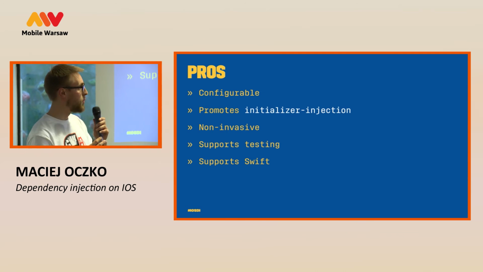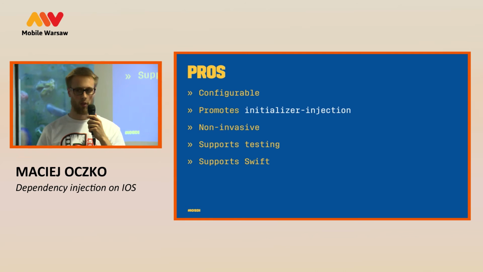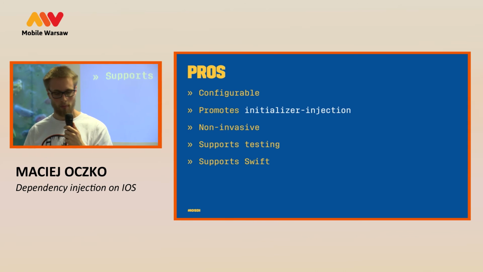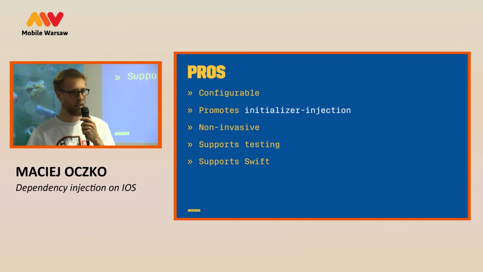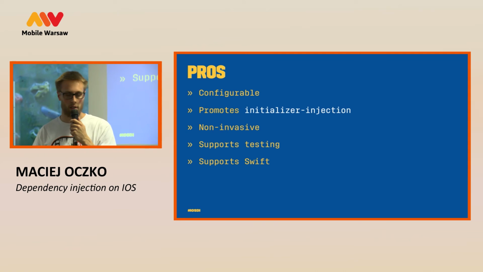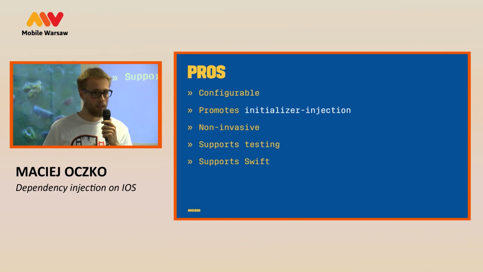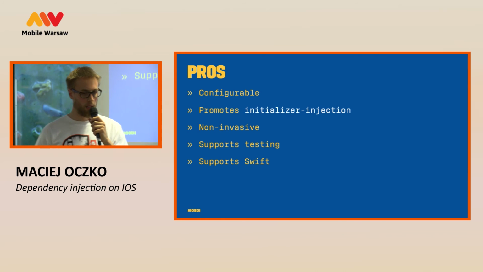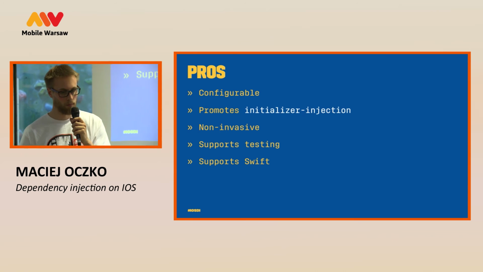And I really do like Typhoon right now, even more than Objection, because it's really configurable. It promotes the initializer approach. It's non-invasive. You don't have to put any additional code inside your classes. You can just get rid of the Typhoon framework, and you're still working. It supports testing very nicely. It has some additional objects and methods that you can use during testing, and it supports Swift if you need it.